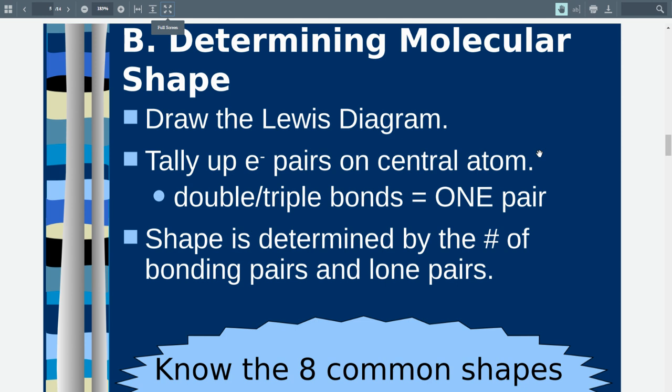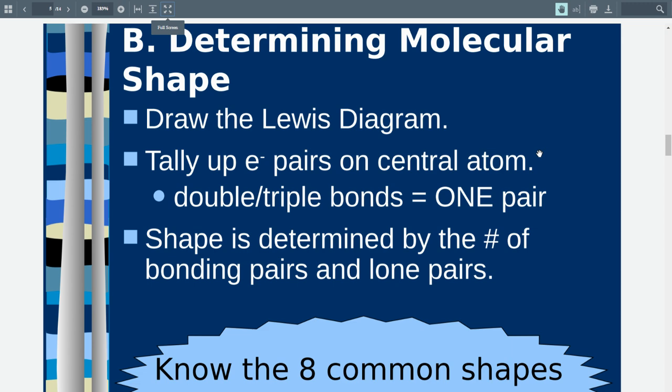I want you to circle or highlight the central atom, because when shapes come into play, I only care about that central atom. All of those atoms surrounding that central atom, my terminal atoms, they don't count as far as bonding and lone pairs go. So we're going to kind of ignore those, and you'll see as we go through this what that looks like. And then once you have figured out how many bonding pairs and how many lone pairs you have on that central atom, you can take your list of shapes, and then you can kind of figure out what shape it belongs to.